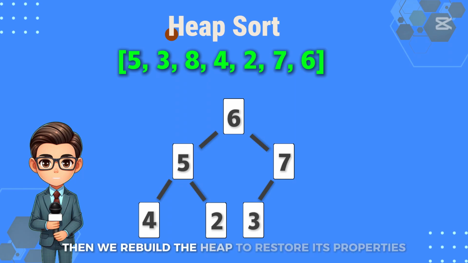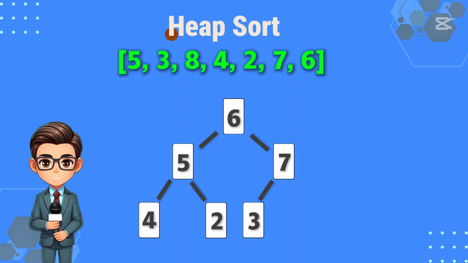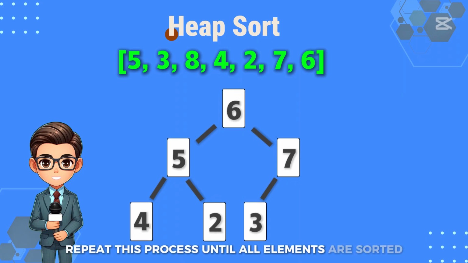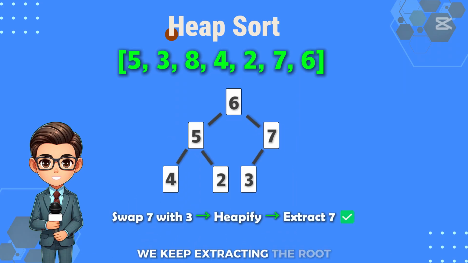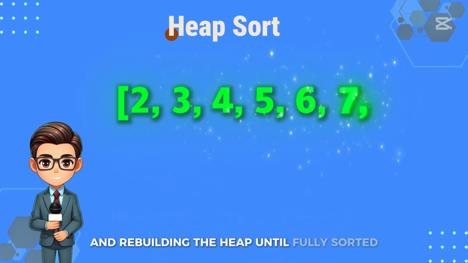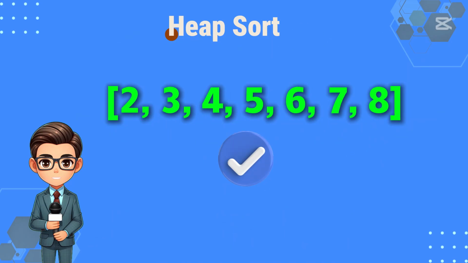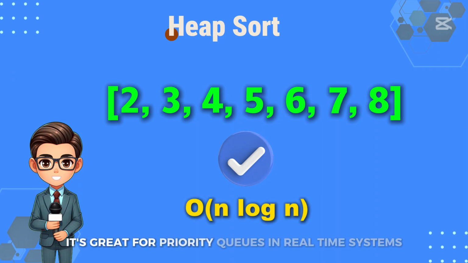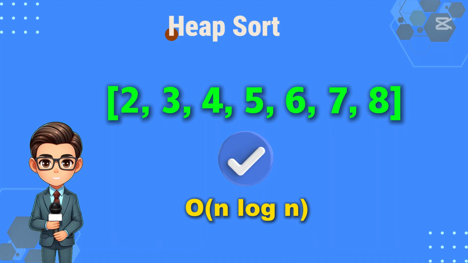Then we rebuild the heap to restore its properties. Repeat this process until all elements are sorted. We keep extracting the root, placing it in the sorted section, and rebuilding the heap until fully sorted. With O(n log n) time complexity, it's great for priority queues in real-time systems.